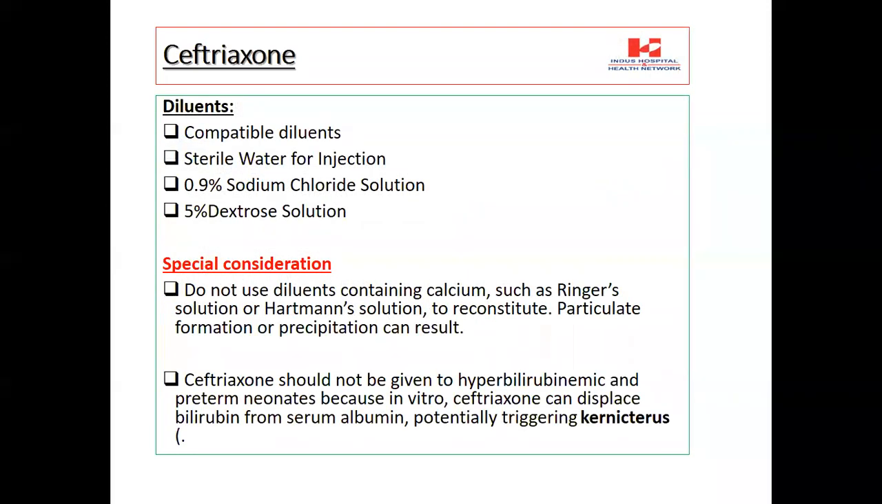These are the compatible dilutions, like normal saline and dextrose 5%. There are some special considerations: this antimicrobial is not compatible with calcium-containing products like Ringer's lactate solutions, so we avoid them because it is going to precipitate, which can harm the patient while administering by IV route. So it should be given in dextrose 5% or sodium chloride.